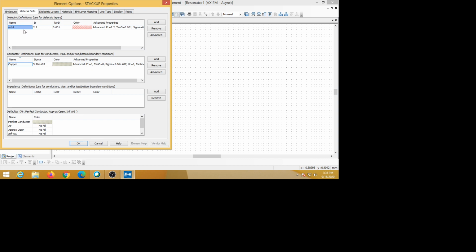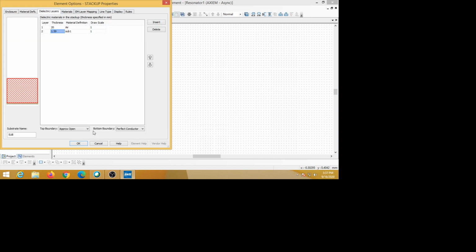So like this we have to first define our structure properties as material properties. And in the dielectrics, one more thing: the top boundary must be approximately open, and the bottom boundary must be perfect conductor. We keep it because at the bottom we have a conducting material. In our structure the bottom is conducting, we are not removing the conductor at the bottom, we only draw the structure on top. The bottom of the substrate keeps the conductor material as it is, so keep this as perfect conductor.